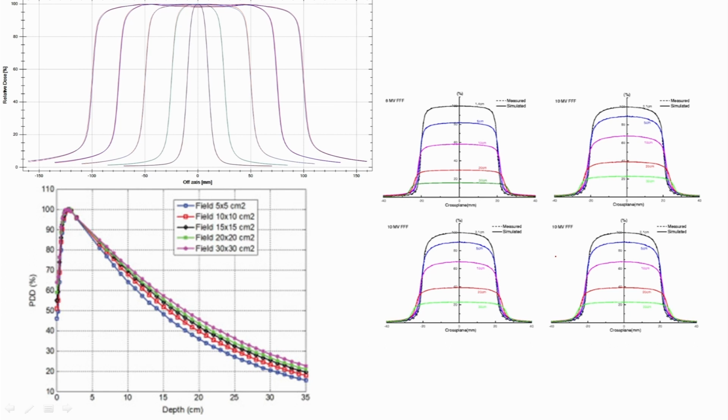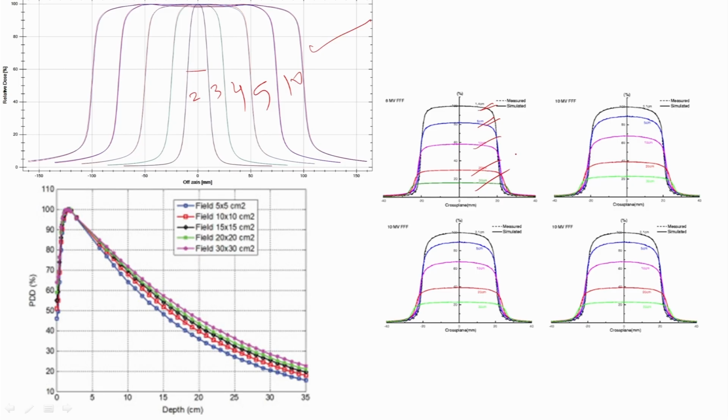So look at the picture. These are pictures of beam profiles at different field sizes, like 2x2, 3x3, 4x4, 5x5, 10x10. These are the beam profile pictures of different field sizes, and the beam profile pictures at different depths, like you can see D max, 5 cm, 10 cm, 20 cm, 30 cm.